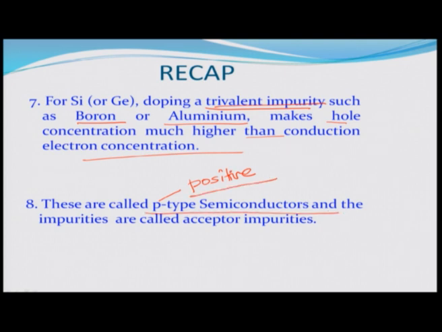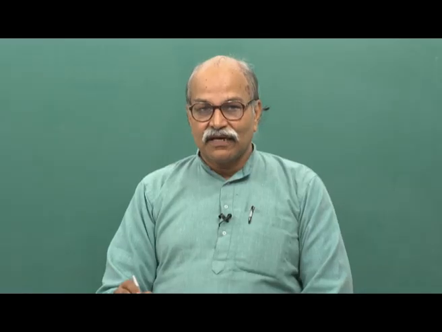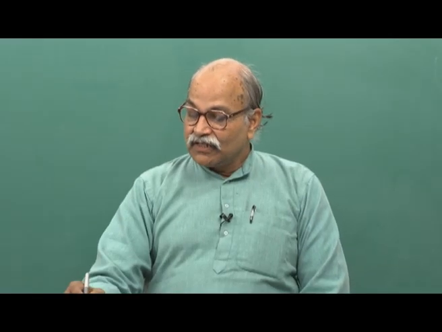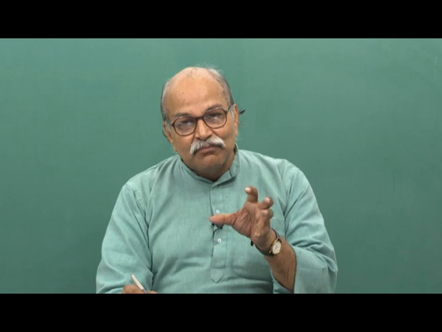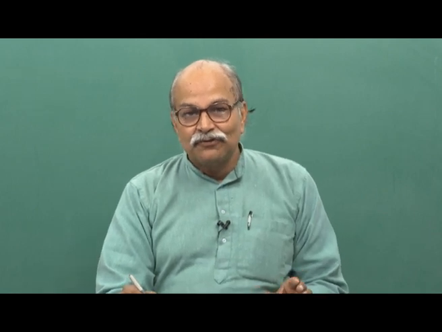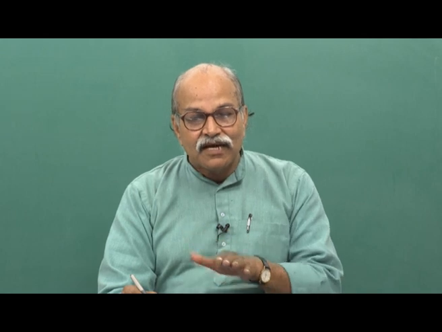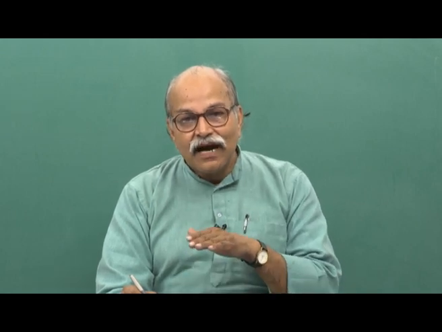When you dope these trivalent impurities in silicon or germanium, you get this P type semiconductor, where the hole concentration is much larger than the electron concentration. The impurity levels are created here. In P type semiconductors, impurity levels are created slightly above the valence band and are vacant, right, because in P type semiconductor you are doping impurities with a smaller number of outer electrons, and therefore, all those broken bonds are there, but they are at a slightly higher energy.